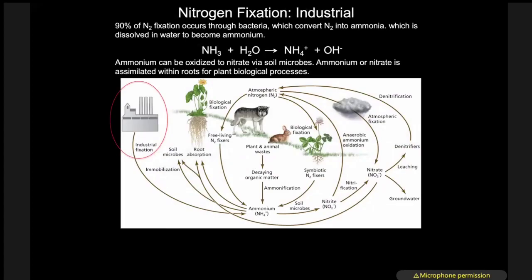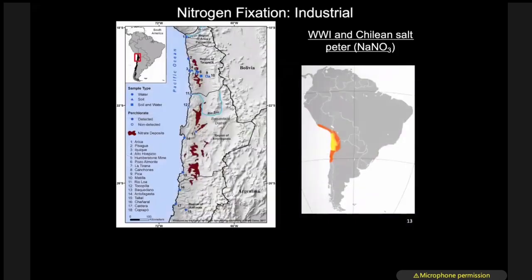But nitrogen can also be fixed through industrial mechanisms. And so this is one of the ways that the idea of war comes into play. During World War I, the Germans were losing because they did not have access to munitions. And the Allied forces had access to Chilean saltpeter mines, shown here. The Chilean saltpeter mines were a source of nitrates, and these nitrates could then be used to make explosives and, like I said, munitions.